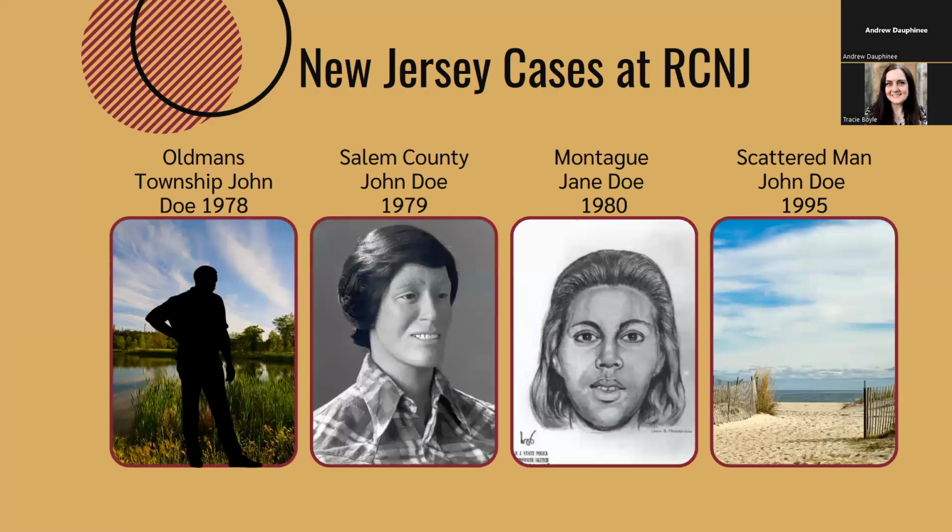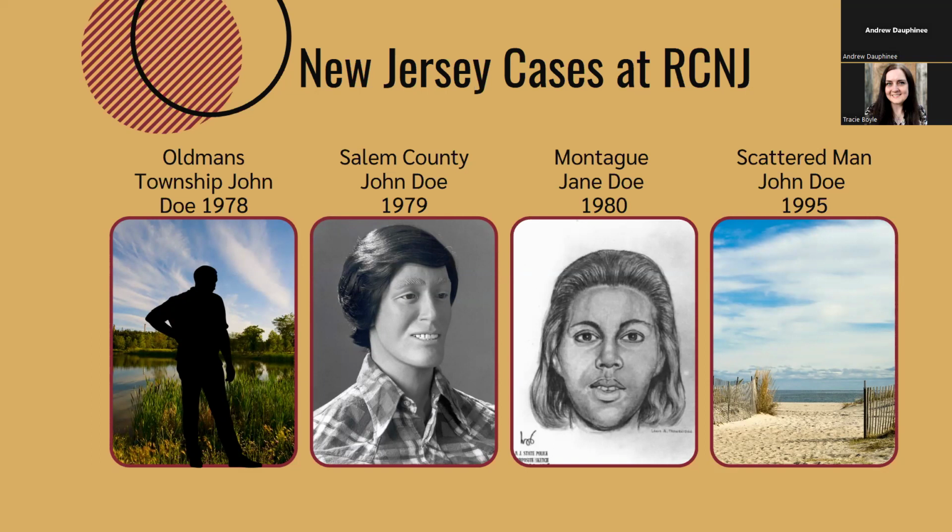So we also have a bunch of New Jersey cases for unidentified human remains, Jane and John Does, that we are currently working on. They have not been identified yet, but we are hopeful that we will be able to give them back their names as well. So these are the cases that we have.